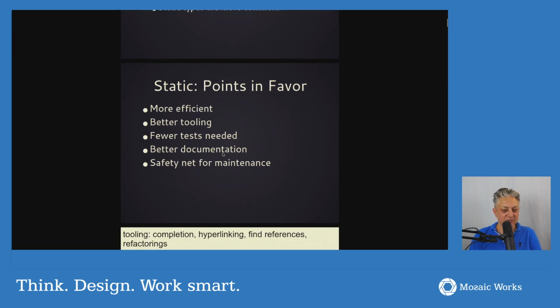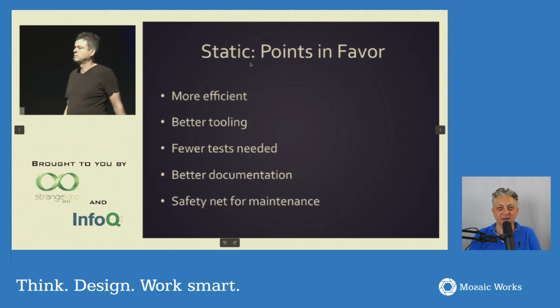Okay, and then he talks about how static languages have a few points in favor. They are more efficient, better tooling, fewer tests needed. I disagree with this based on my own experience. But this is the first thing that shows me that they have a blind spot for something very important in programming, in design. Naming. And I will go back to it in a little bit.